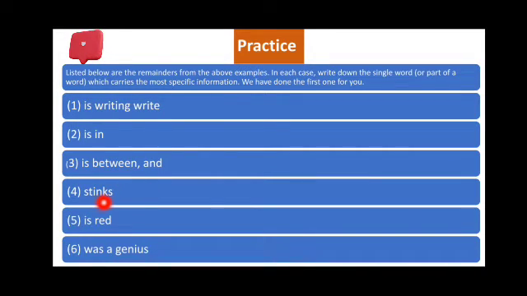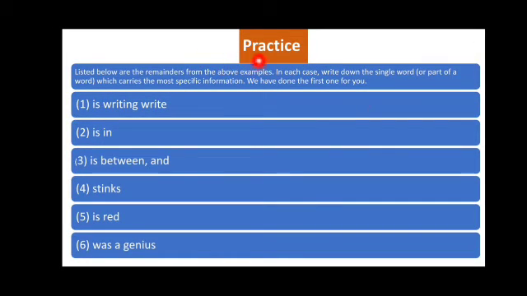Here we have the word stings. Even in stings, if you remove this s and write just sting, the specific information is given by the word sting, not by this s. And we have is red, so the specific information is given by red. If you say just red, you still understand. But if you say just is, you will not understand.